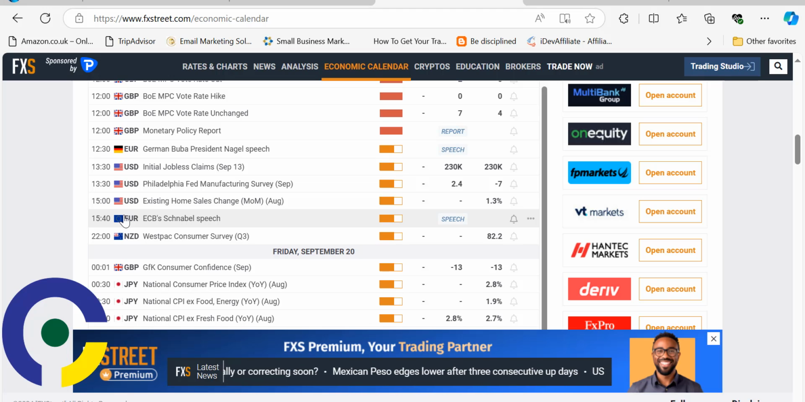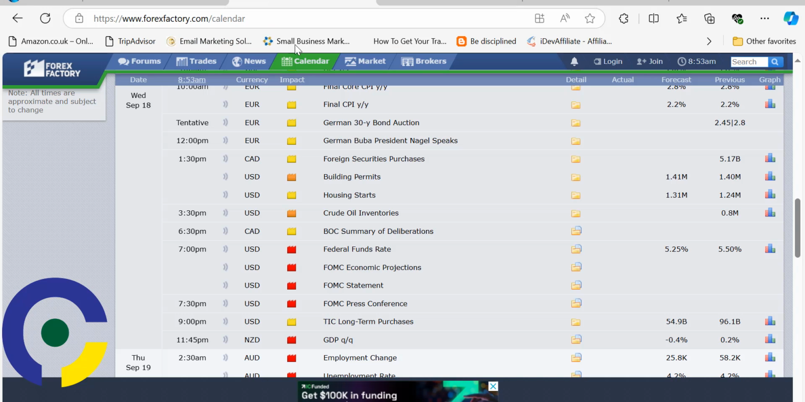out. Okay, and the forecast and the previous are the same numbers, while the Philadelphia Fed manufacturing survey for September will be out. Forecast is 2.4% as against -7 the previous month. Then the existing home sales change month on month will be coming out. There's no forecast for it on Friday, but let's confirm from FX Trade.